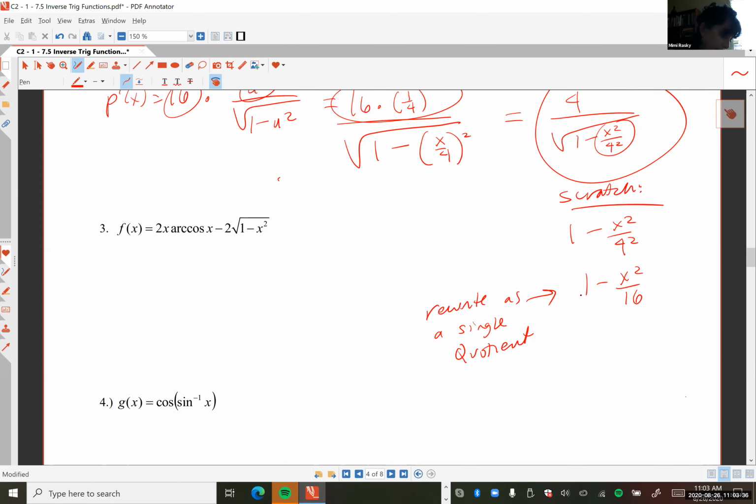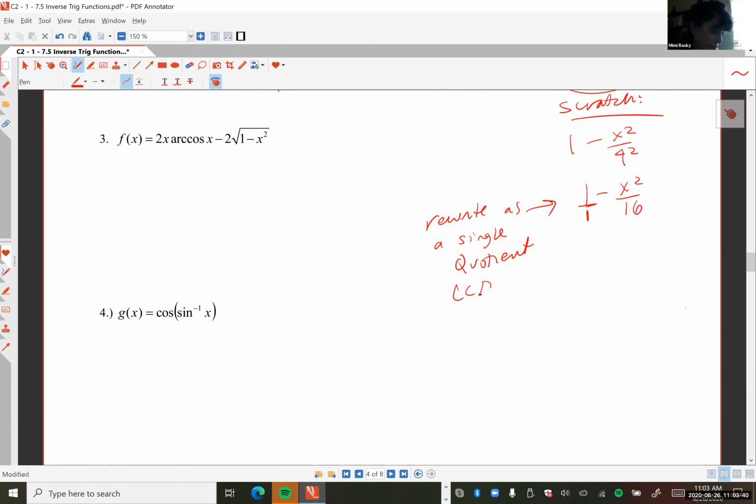So how do we rewrite this as a single quotient? If I give the 1 a denominator, what's the LCD of these fractions? 16. So if I multiply the top and bottom of the first term by 16 over 16, now I have like denominators, which means I can combine them into one big old fraction. Is everybody with me so far? Yes. Okay, now what? I'm done with my scratch work.